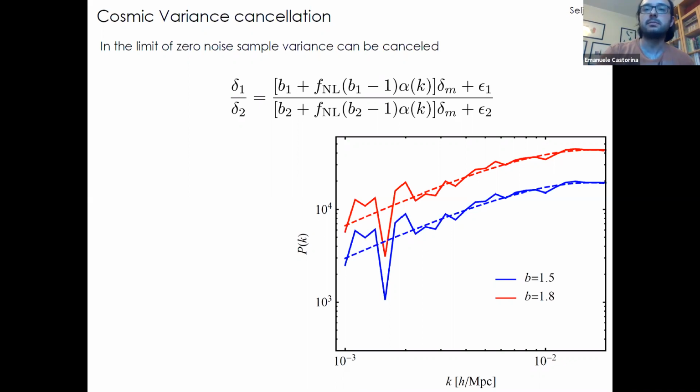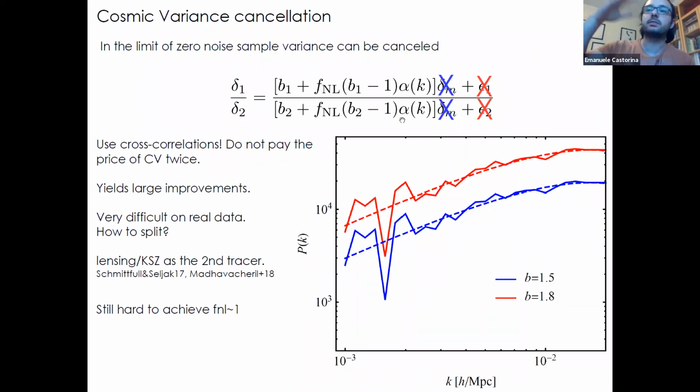So what that means, if you now imagine that you take the ratio, which you never want to do, you never want to take ratios of random variables, but let's imagine that we can do it. Now imagine that the noise is very small. What this means is that we can cancel the stochastic part of the dark matter density field and just measure the deterministic part of this relation, which is the bias. And so in principle, by using cross correlation, we do not have to pay the price of cosmic variance twice. And we could measure FNL much, much better, getting rid of it.